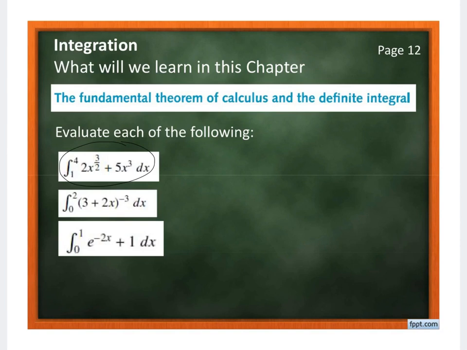So this one is 2 over t2 plus 1 x, plus 1, plus 5 over 3 plus 1 x 3 plus 1 with interval 1 until 4.